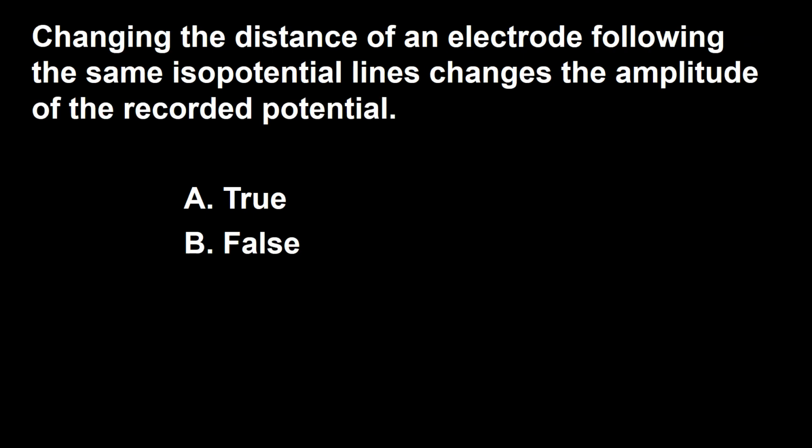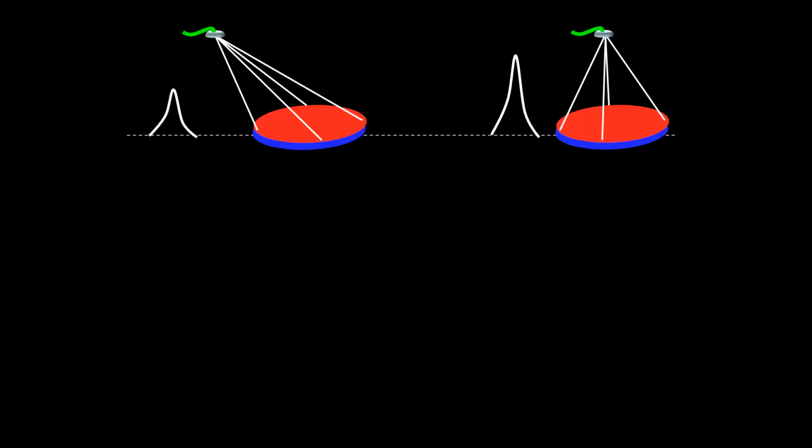Next question. Changing the distance of an electrode following the same isopotential line changes the amplitude of the recorded potential. A true, B false. This frame represents the changes in the wave amplitude corresponding to the area of the effective solid angle. When the area is viewed by an electrode at the side, the wave will be smaller than when it is viewed by an electrode right on top of it or centered to it.